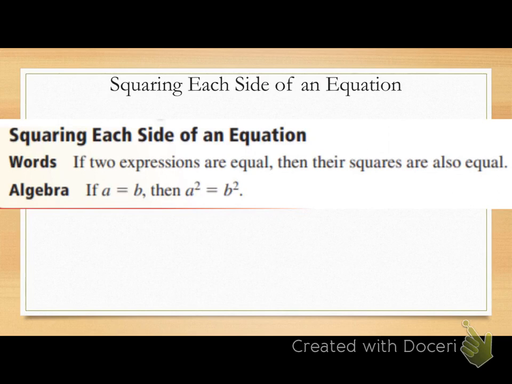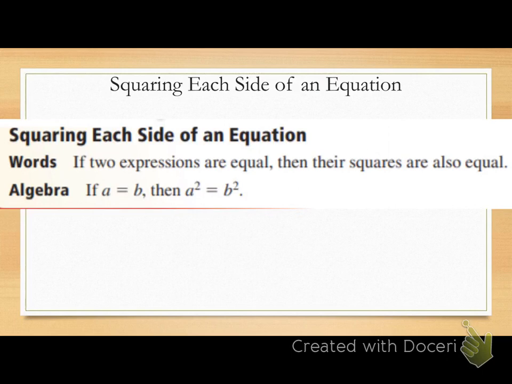Right? So this is essentially saying that I can square both sides of my equation and it'll still be true. Because one side of an equation equals the other side, right? They're equal, they're the same thing. So if I square one side, I can square the other and it still stays equal. Does that make sense?